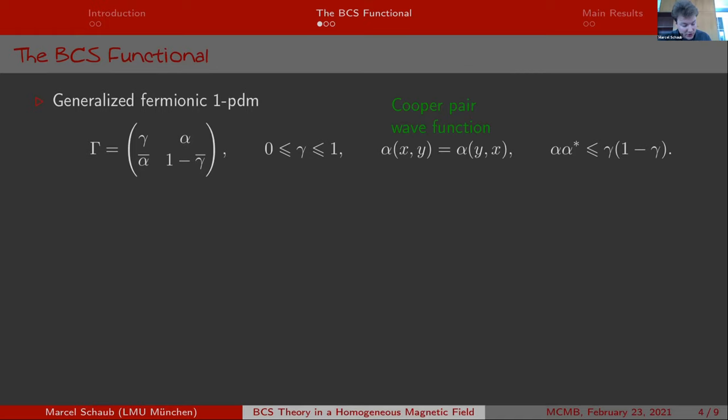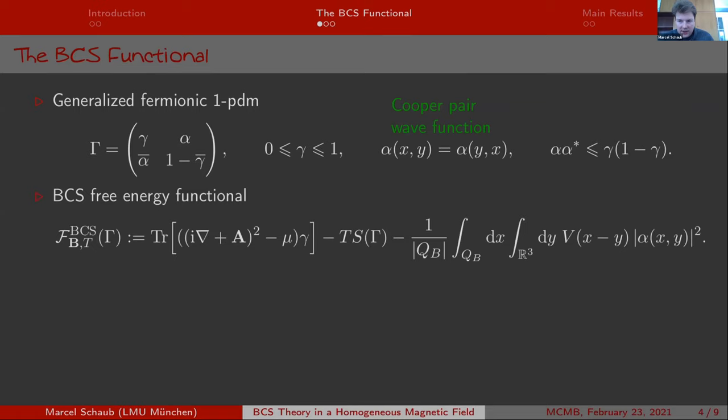So now I can introduce to you the BCS functional, which consists of three terms, namely the kinetic term, the entropic term, and the interaction term. And the kinetic term is first given by the magnetic Laplacian with the magnetic potential from before, minus a chemical potential acting on gamma, and I'm taking the trace per unit volume of this object. Then I have the entropic part, which is conveniently given by trace gamma log gamma as usual, because my states are described by these matrices. And then I have the interaction part, and you see the minus here, it's referring to the attractive interaction, and you can interpret this as the Hilbert-Schmidt scalar product of alpha and V alpha, with V acting as a two-particle operator here, okay?